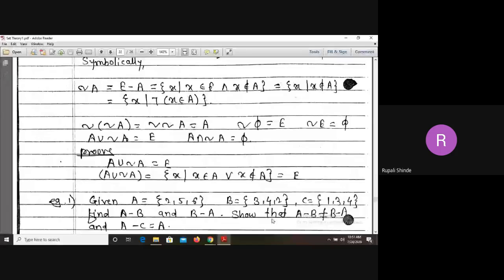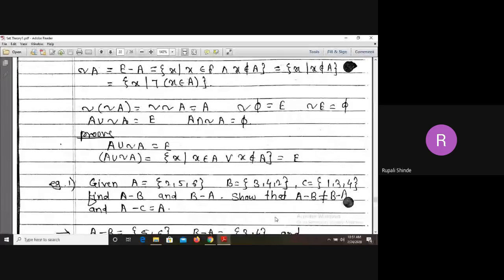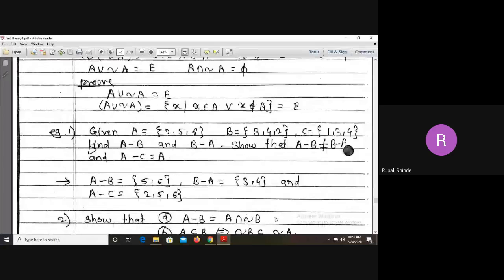Now here we have got the answer for A minus B and B minus A. From that we can say that A minus B is not equal to B minus A, because A minus B is set 5, 6 and B minus A is set 3, 4. That's why these two sets are not equal.